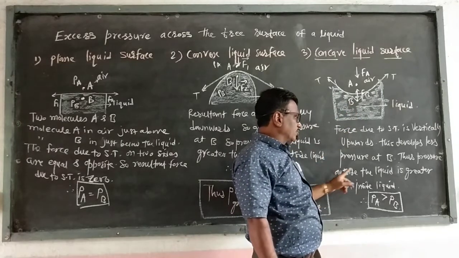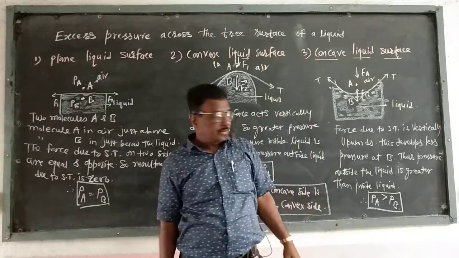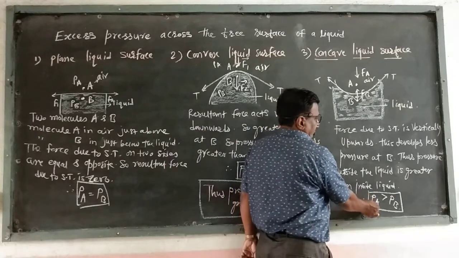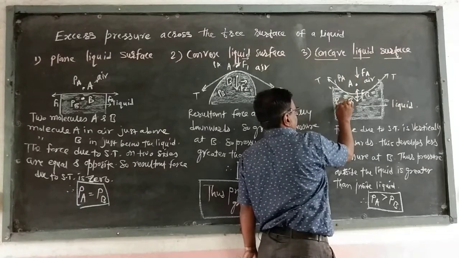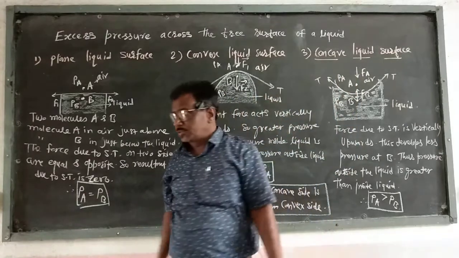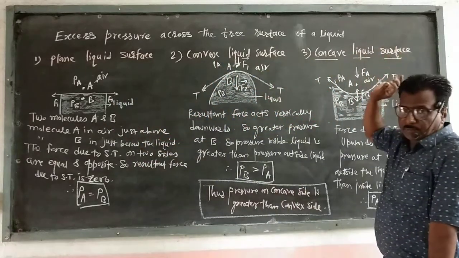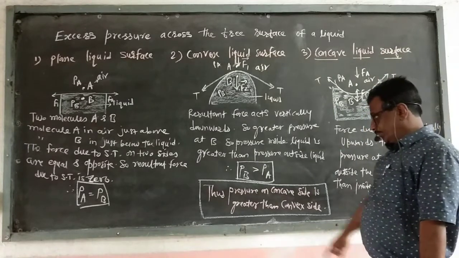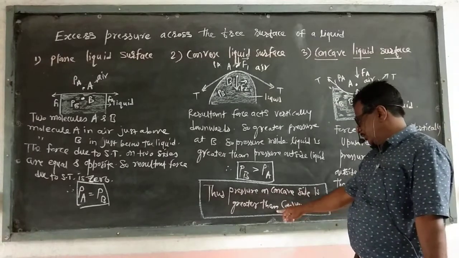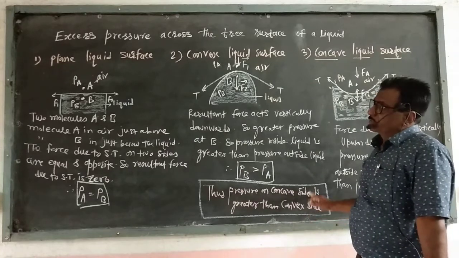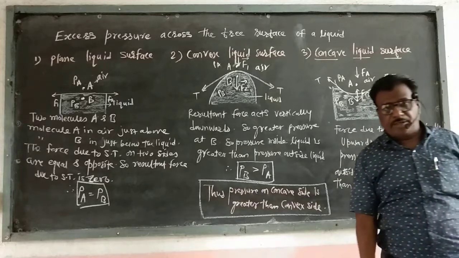Thus the pressure outside the liquid is greater than inside the liquid, that means we say Pa is greater than Pb. Now from these three figures, for the plain liquid surface, convex liquid surface and concave liquid surface, we say that the pressure on the concave side is greater than the pressure on the convex side. So that is about the excess pressure across the free surface of a liquid.